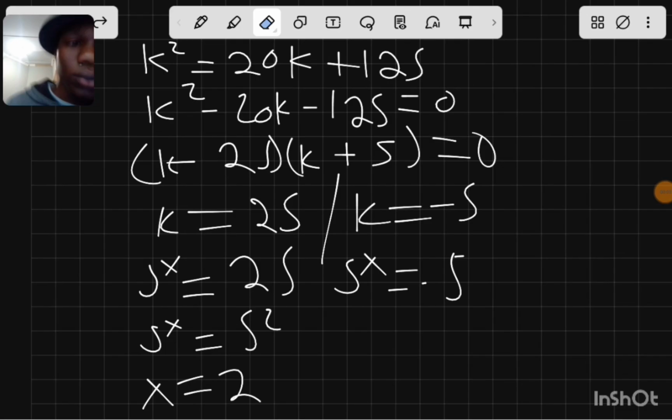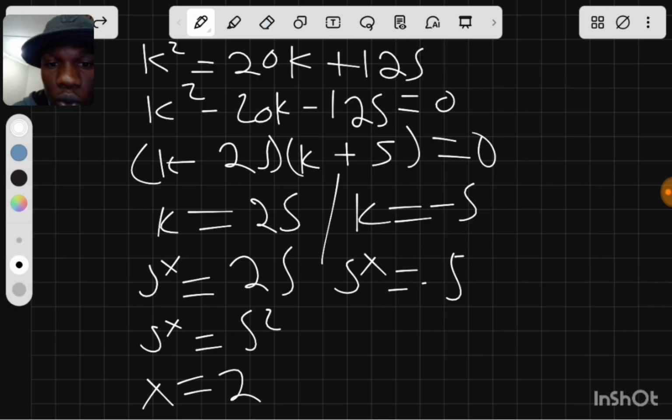So our answer here is x equal to 2. So let's check the other solution. It says k is equal to -5. We recall that k is equal to 5 to the exponent x, which would be equal to -5. But we can see that that one is not our solution. 5 to the power x is not equal to -5, so this will be our final solution.